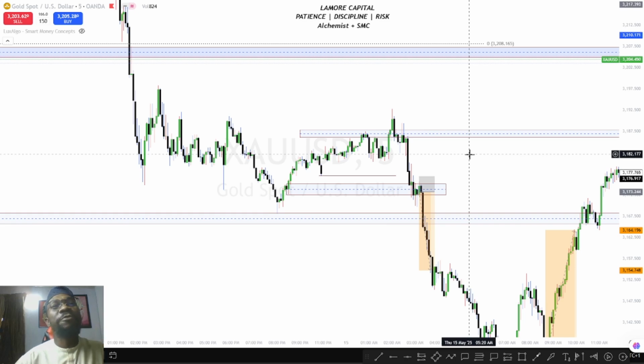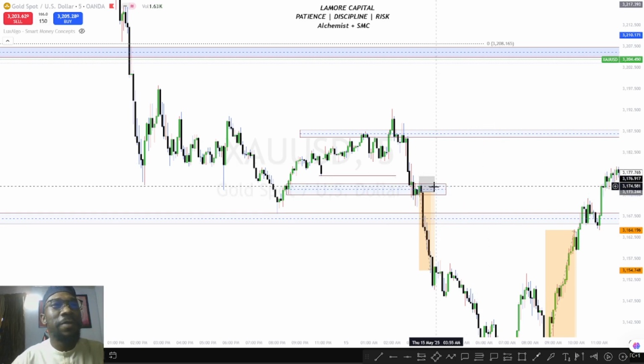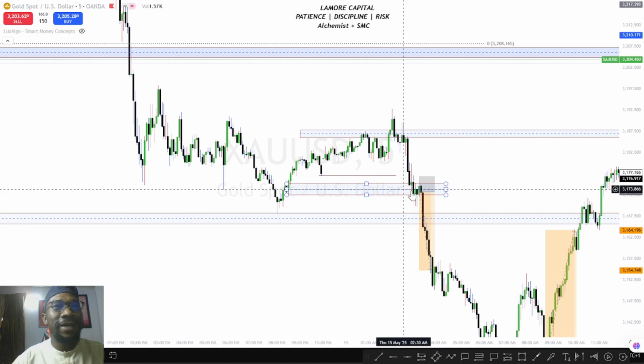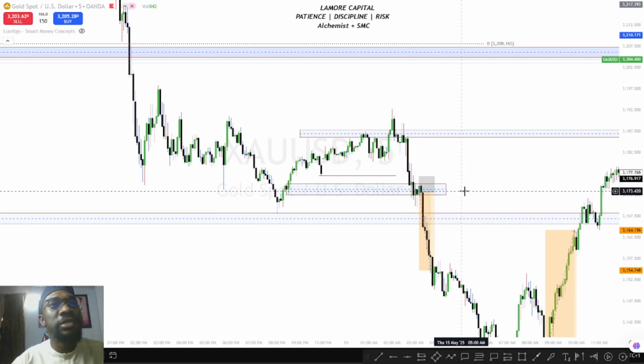So I was waiting for a break and retest. Irrespective, what happened? The moment the market got to my POI, it actually consolidated a little, and it broke the order block.